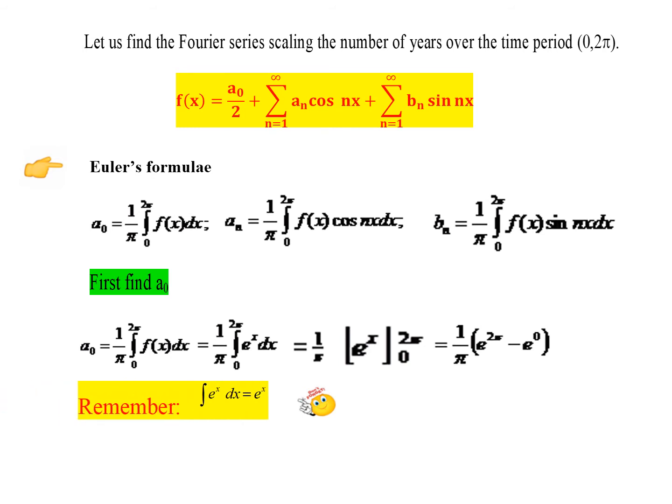Yeah, this is the formula we have to remember. Next, let us go to a0. Yeah, this is the answer. Next, we shall find the value of an. This is the formula for an: 1 by pi integral 0 to 2 pi f of x.